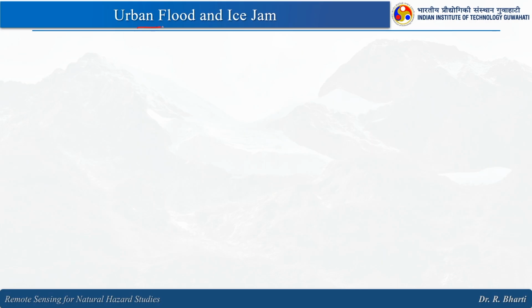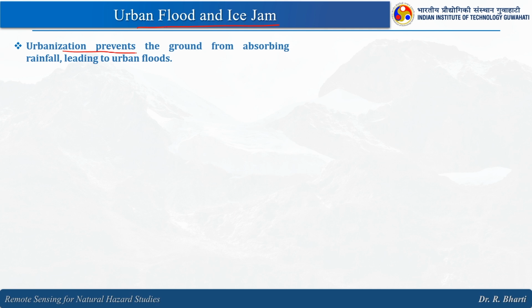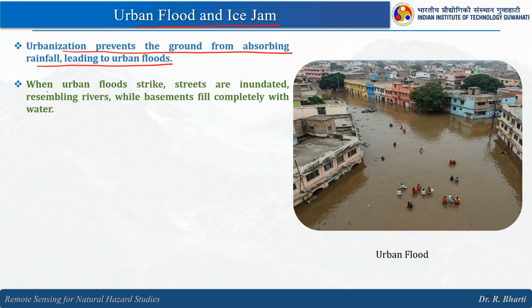When we talk about urban flood and ice jam, urbanization prevents the ground from absorbing rainfall, leading to urban floods. When an urban flood strikes, streets are inundated resembling rivers, while basements fill completely with water. So you can see it looks like a river channel, right? But it is not. It is a lane, right?